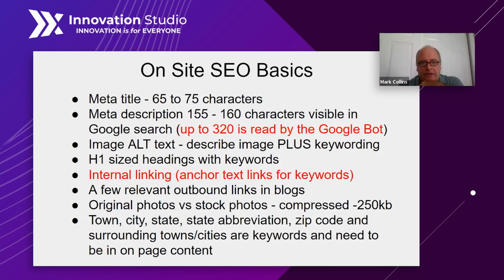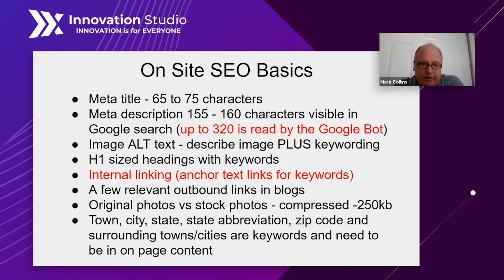Rules: meta titles should be 65 to 75 characters. Meta descriptions, 155 to 160 characters are visible, but you can write up to 320 and the Googlebot will read it. You need to have an H1 size heading on the page. What does that mean? If your page is about pedicures, the heading at the top of the page that you can see on the website should say pedicures at XYZ salon, let's say. So the focus keyword for the pedicure page would be the word pedicure, obviously. Internal linking is another factor, and that's something we can talk about later.